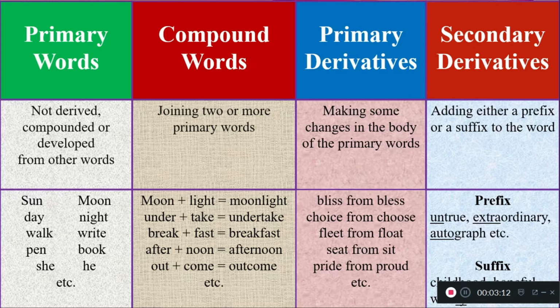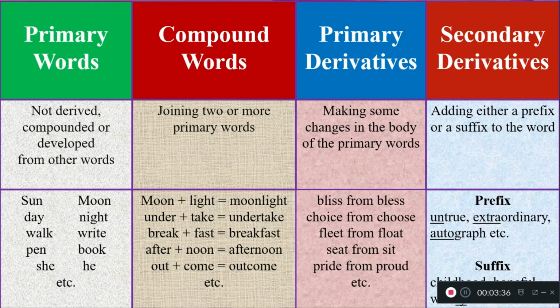The second category is compound words. The compound words are formed by joining two or more primary words. As you can see here, two primary words, moon and light, form a compound word, moonlight. Similarly, undertake, breakfast, afternoon, outcome, etc. are formed by joining two primary words.